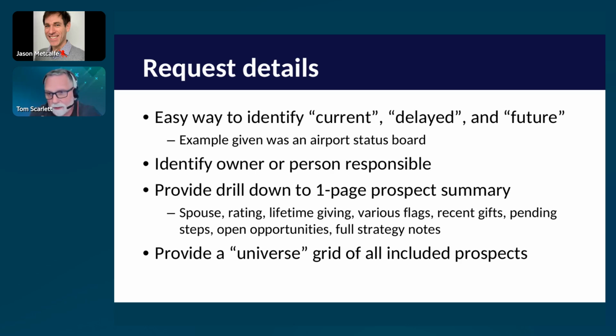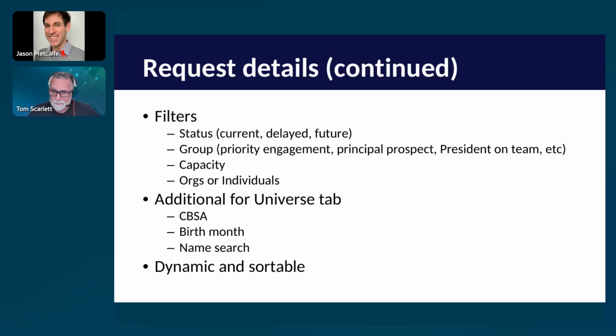Next thing she wanted was a drill down to a one-page prospect summary with a variety of information: spouse information, rating, giving, etc. And then she wanted to be able to thumb through this universe of all those prospects that might meet any of those criteria and easily see a variety of information, be able to sort and filter, and export that if she needed. So at this point, we were just about ready to start working.